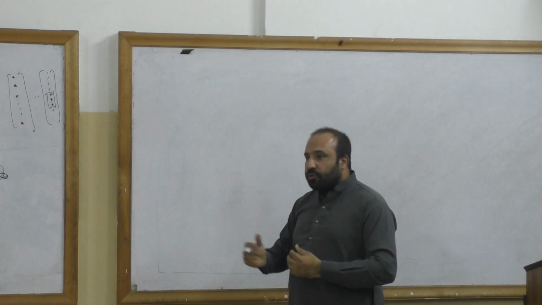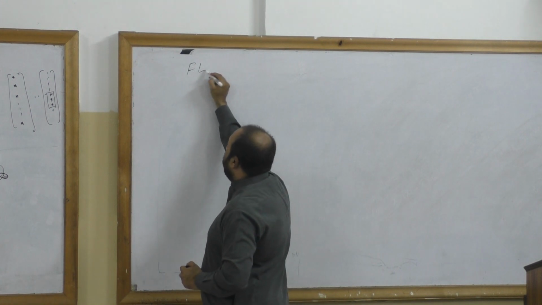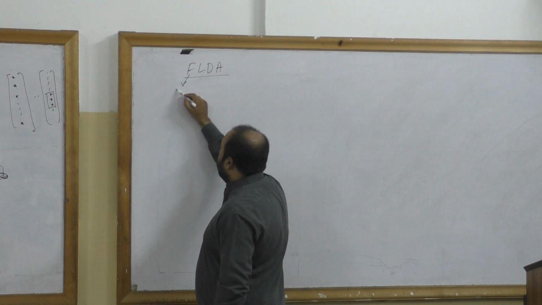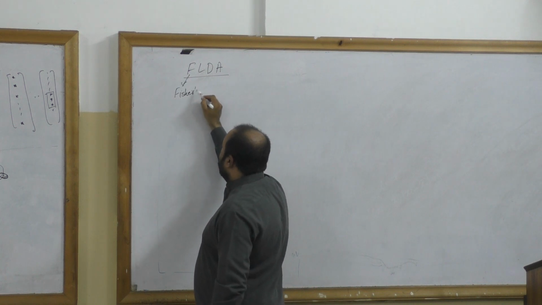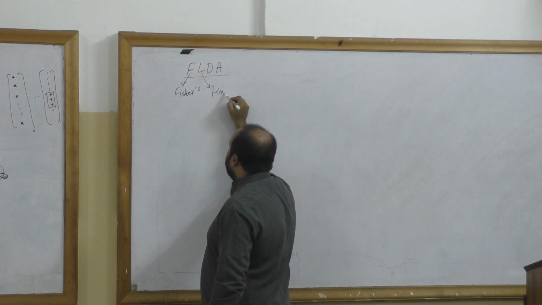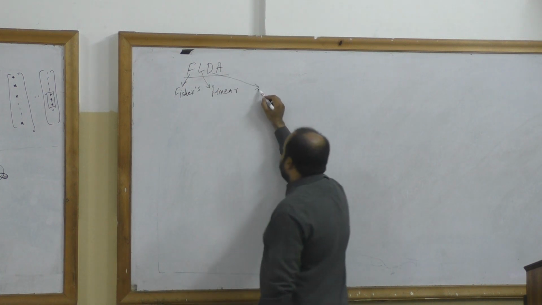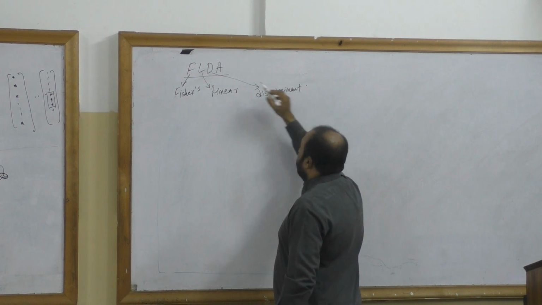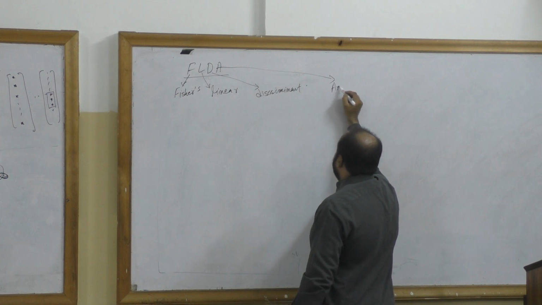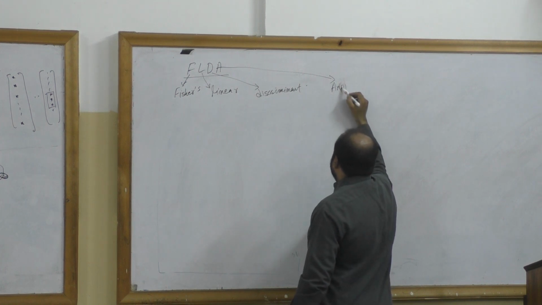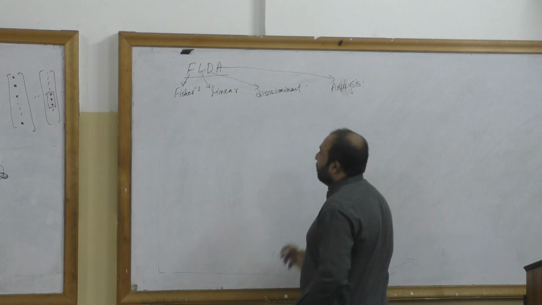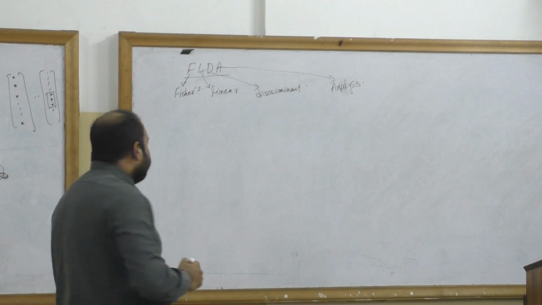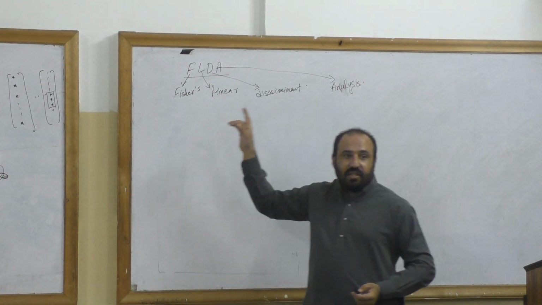One instance that I'm going to cover today for supervised dimensionality reduction is FLDA. By F, I mean Fisher, L means linear, D means discriminant, and A means analysis. Fisher's linear discriminant analysis. Clear? And this is a supervised dimensionality reduction technique.